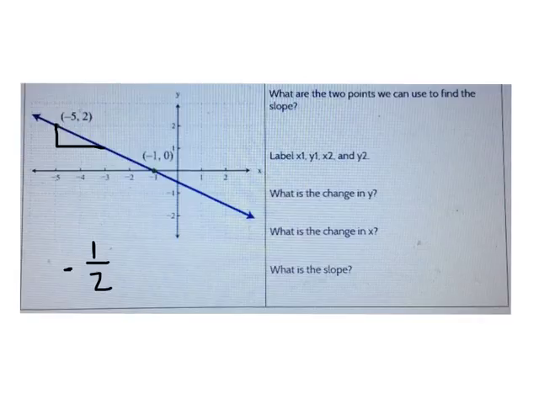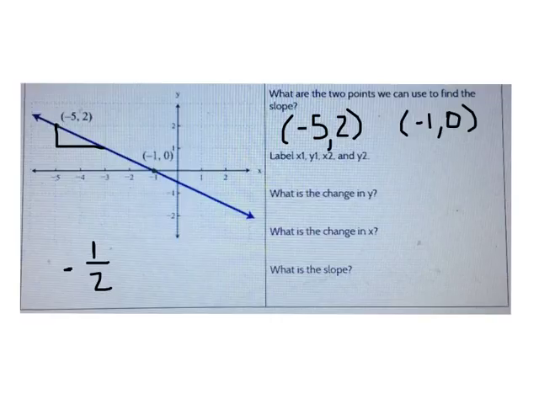Now let's prove it. What are 2 points we can use to find the slope? Well, the first point is -5, 2, and the second point is -1, 0. I can label x1, y1, x2, and y2. -5 is x1, it's the first x-coordinate. 2 is y1, it's the first y-coordinate. -1 is x2, it's the second x-coordinate. 0 is y2, it's the second y-coordinate.